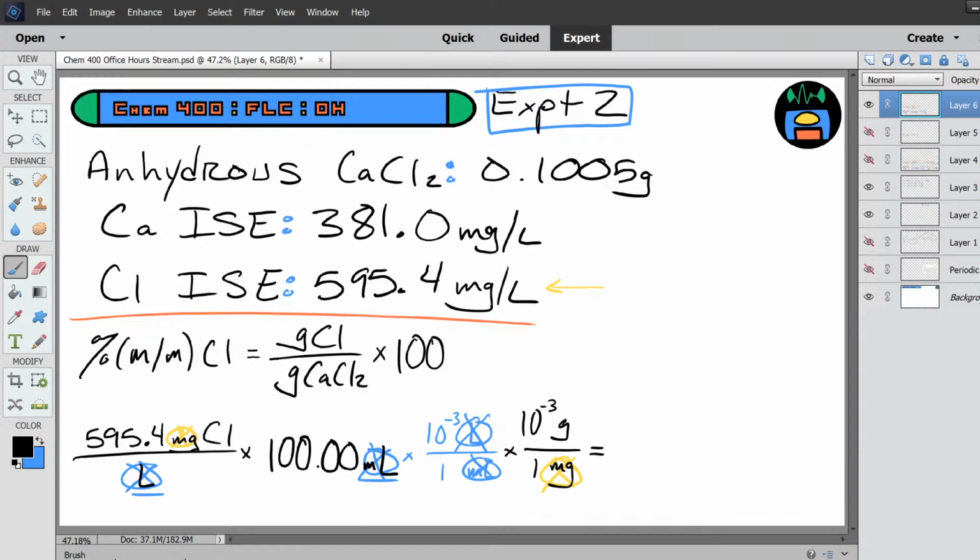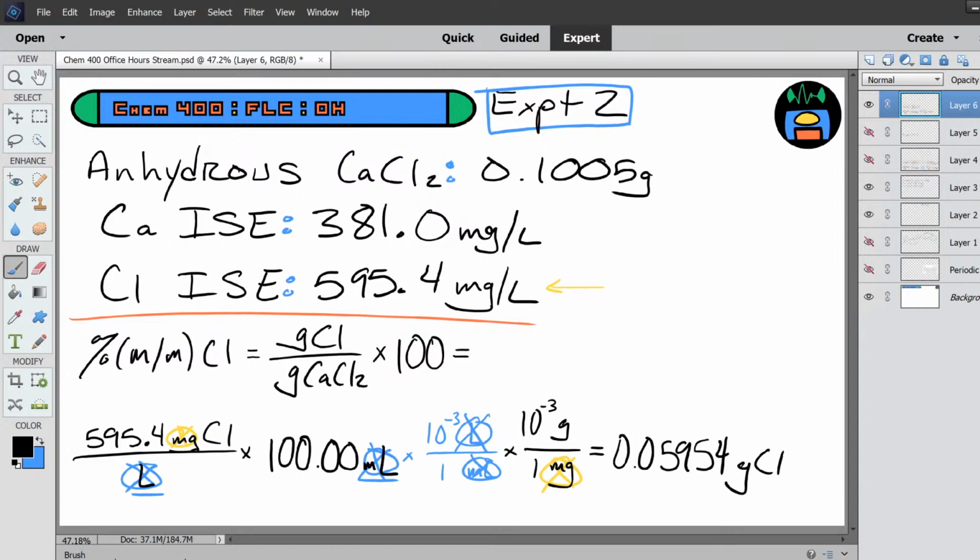So we go 595.4 times 100 times 10 to the negative third times 10 to the negative third. So this comes out to be 0.05954. This is grams of chloride.